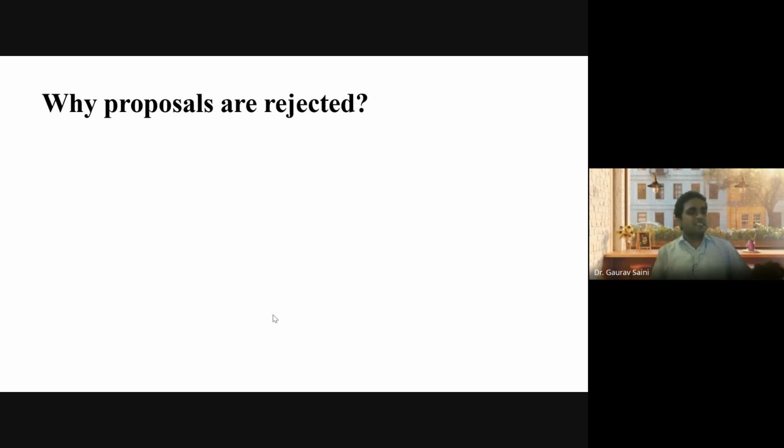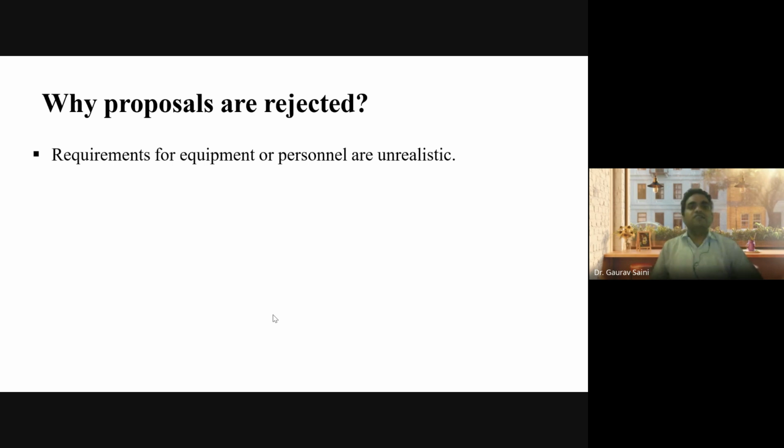So what are the key things that lead to rejection of research proposals or project proposals? You try to request unrealistic equipment as well as unrealistic personnel requirements. Say you state that you need two personnel, but the requirement is only for one person, based on the methodology and objectives. That may be unrealistic, because the reviewer is an experienced person. He knows how many people are needed for a particular task.